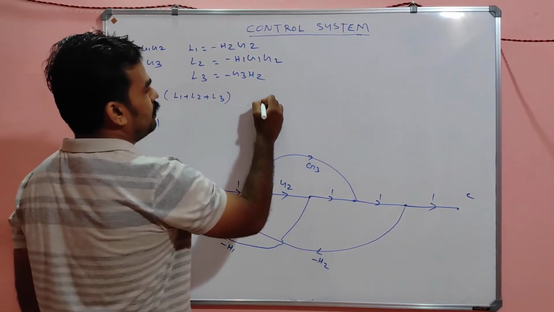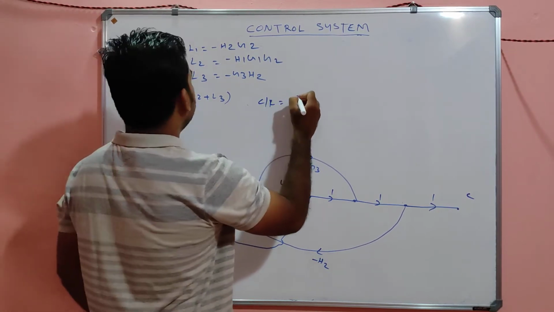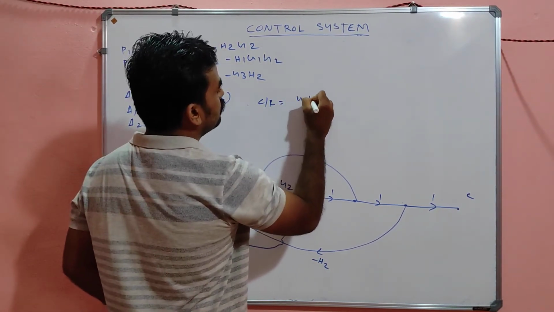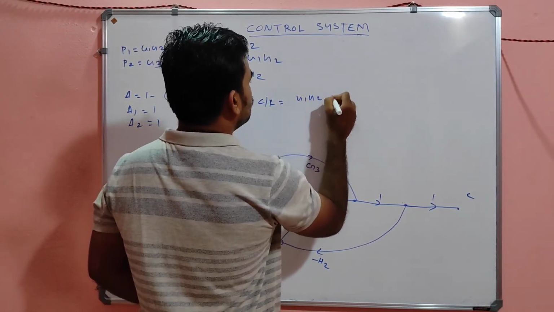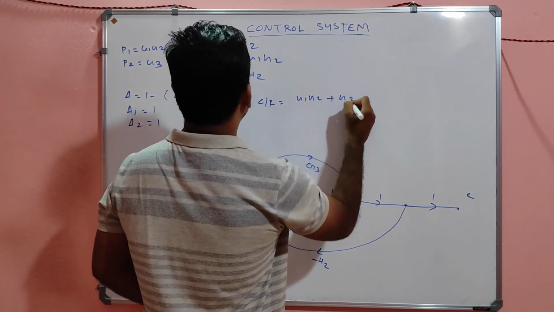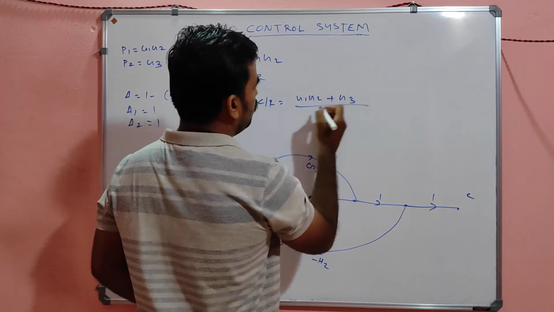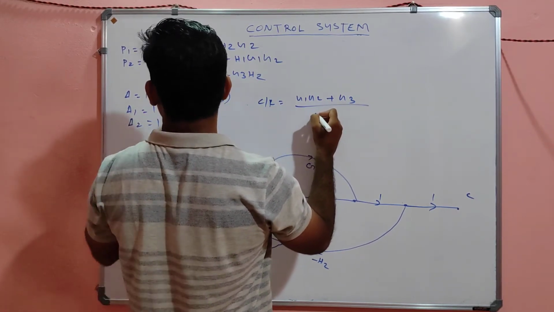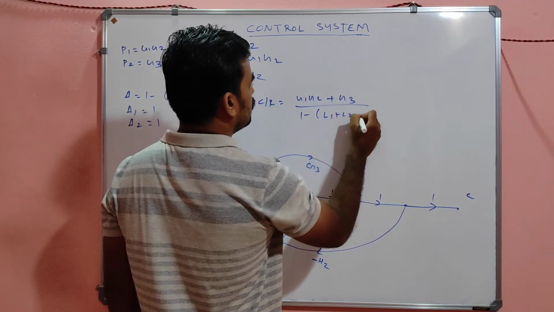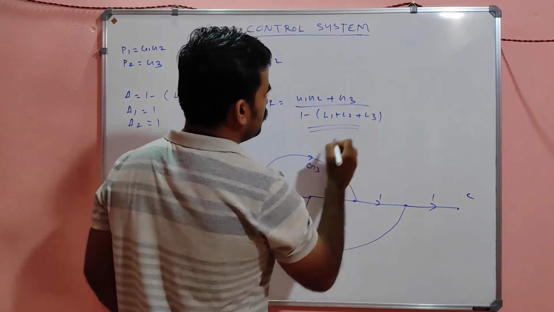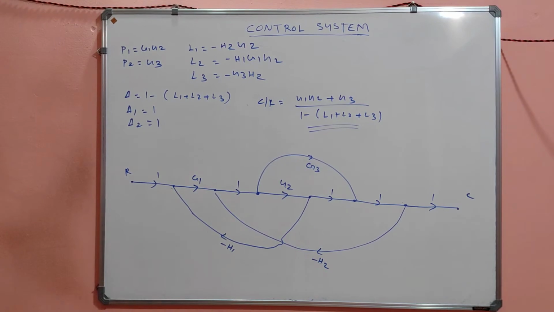So what is my C by R? P1 del 1, my dear. So G1 G2 P1 del 1 plus P2 del 2, where P2 is G3 into del 2, which is 1, the whole divided by del. Del is 1 minus of L1 plus L2 plus L3. So this is the final answer.